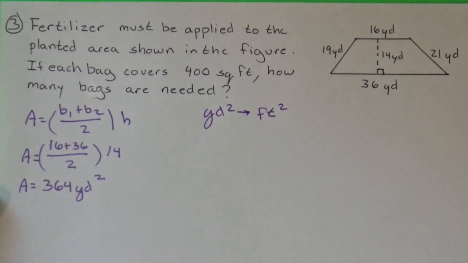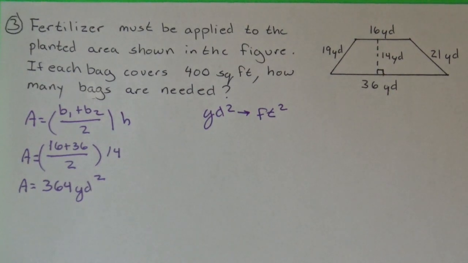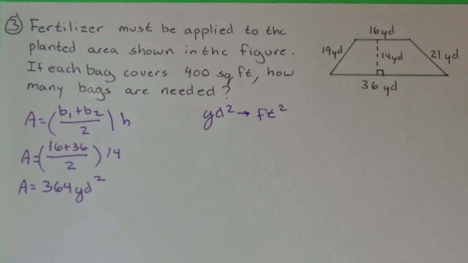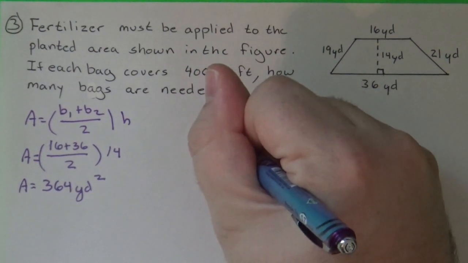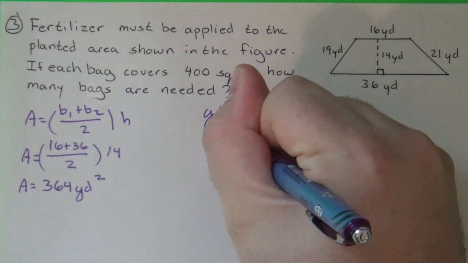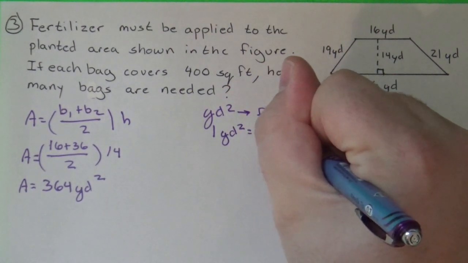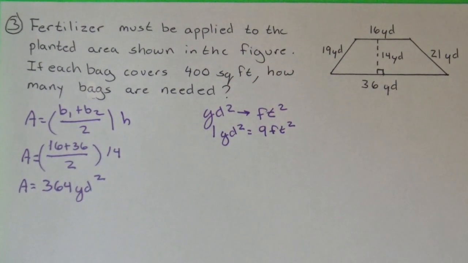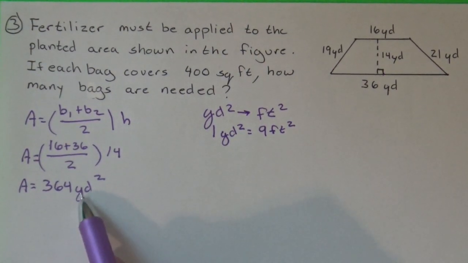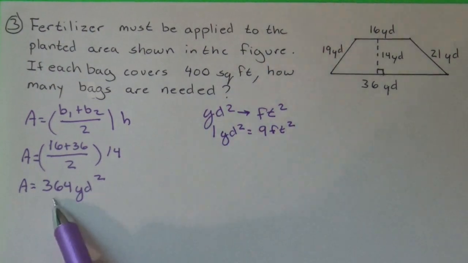So I've got to go back to module 1, and look at module 1's formula sheet, and I have to find my conversion factor that will get me from square yards to square feet. And this is what I found out, that one square yard is equal to 9 square feet. Okay, so that's my conversion factor. So let's go back to this number here. I am going to convert it.